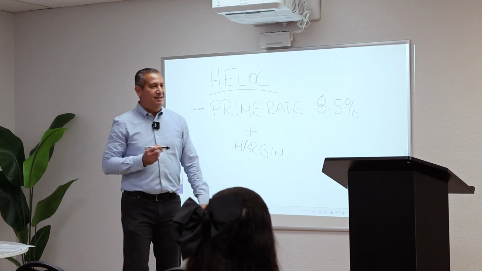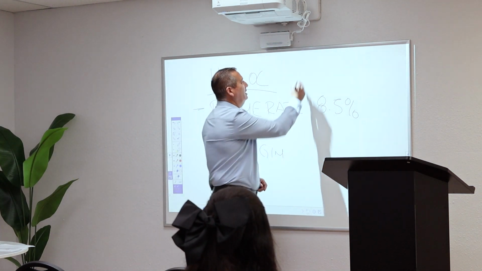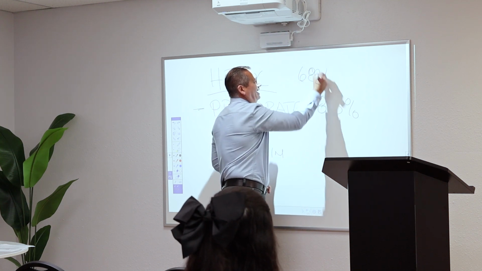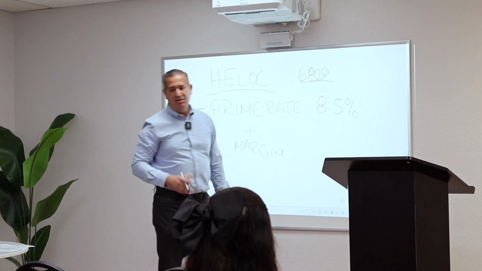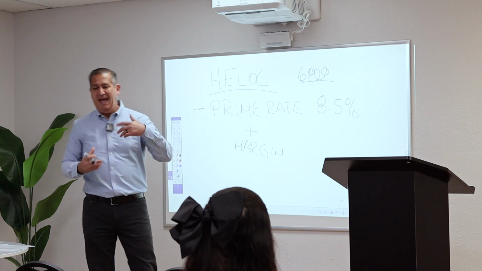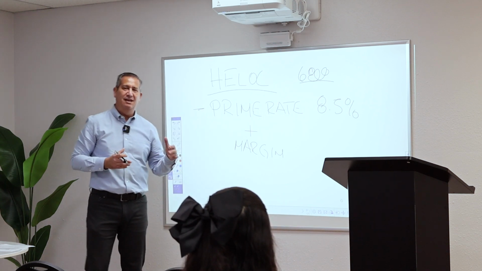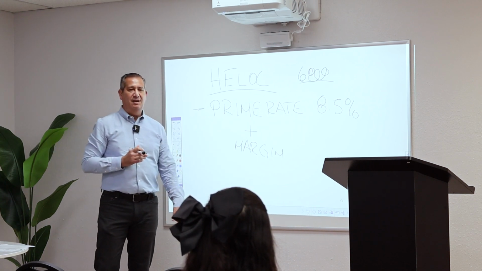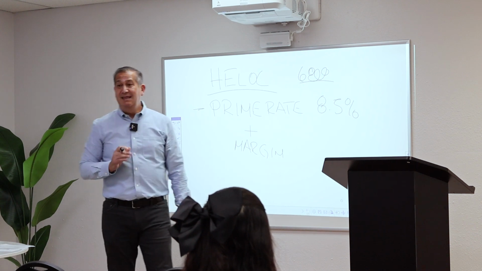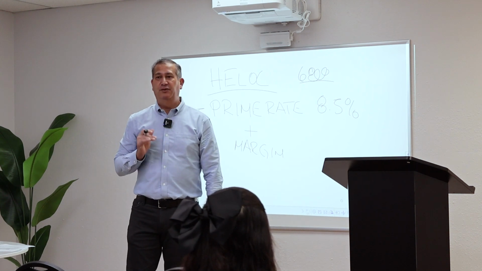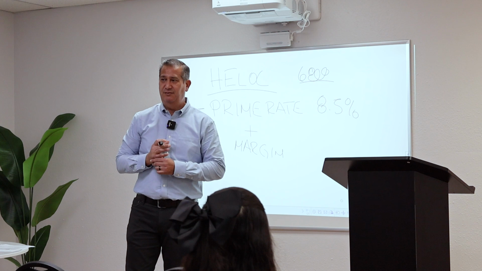Another thing with the HELOCs is that you cannot even do a HELOC with less than a 680 FICO score. So if you go to multiple banks and everything, it's very hard to find HELOCs for less than a 680 FICO score, and they don't do HELOCs for investment properties. It's very hard to find HELOCs for investment properties.